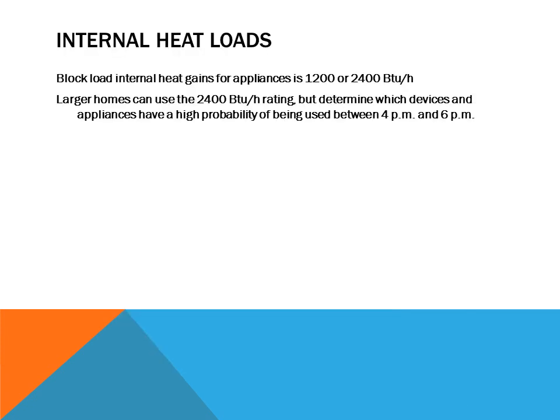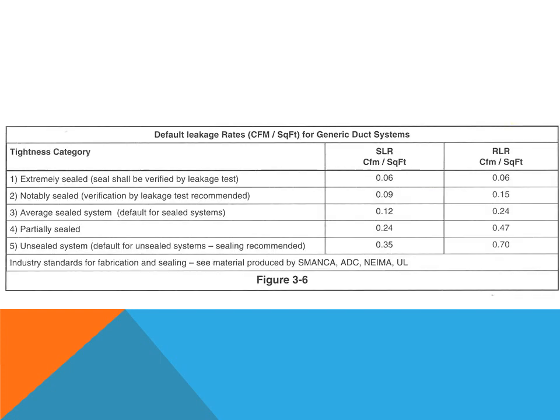So as we go through, we see internal heat loads, and that's based on the number of people and the things that we find inside of the house, such as appliances and other issues. We look at the tightness category. We look at the ductwork. We look at any other things that can cause infiltration and exfiltration. And we look at air changes.